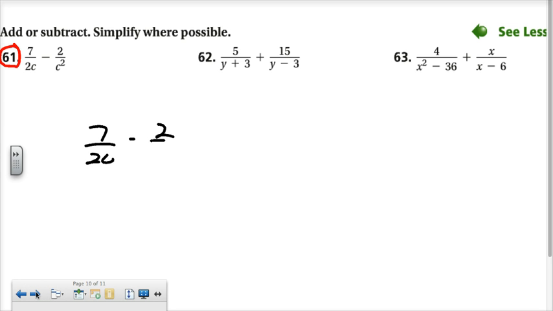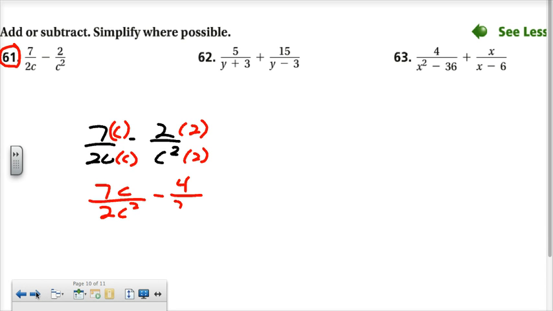And remember, we can build up our denominators. We just have to make sure that whatever we do at the bottom, we do at the top. So this first one is going to need an extra c. And what you do to the bottom, you do to the top. And the second one is going to need a 2. So that will give us 7c over 2c squared minus 4 over 2c squared. And now we have a common denominator, 2c squared, and we can go ahead and do that subtraction.